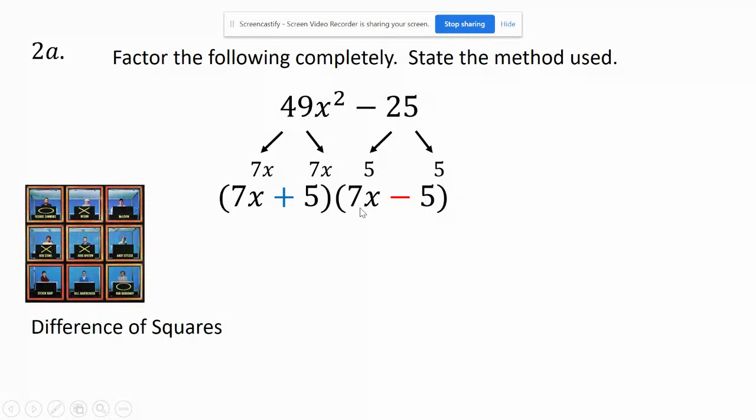All right? So basically what that means is this factors to 7x plus 5 times the quantity 7x minus 5. Because if I was to FOIL this, there would be no middle term, and it would make the 49x squared and the minus 25. Like I said, the middle term would cancel out because one is positive and one is negative, because you'd end up with the 7x times 5, which is 35x. One would be positive, one would be negative.